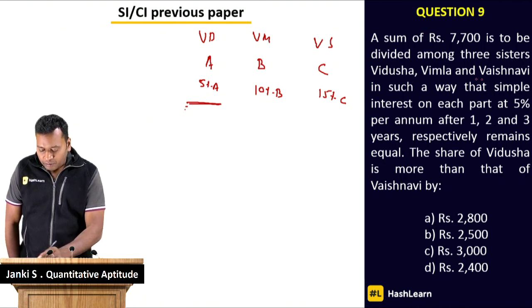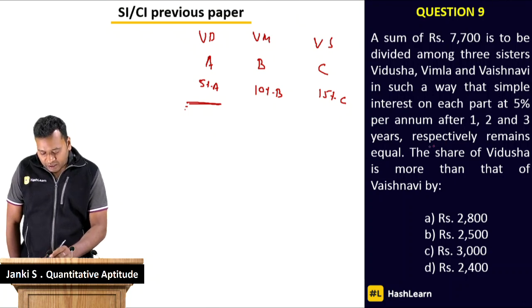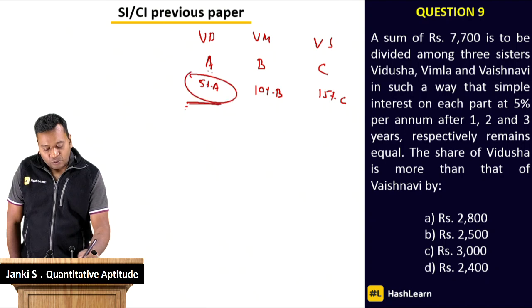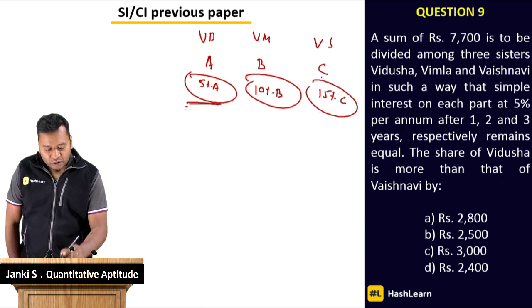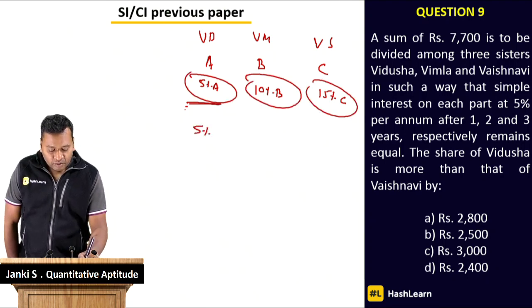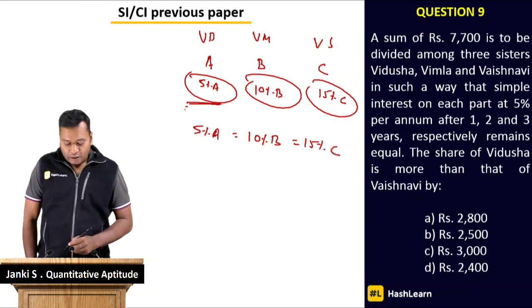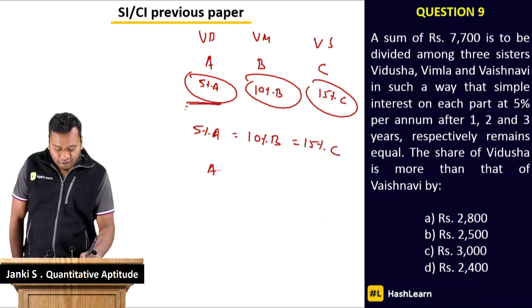It's given Vidusha, Vimla and Vaishnavi in such a way that simple interest on each part at 5% per annum after 1, 2 and 3 years respectively remains equal. That means now this value is equal to this value is equal to this value, right? So 5% of A is equal to 10% of B, and that's equal to 15% of C. Now if I apply the ratios part, I can find out the ratio between A, B and C.